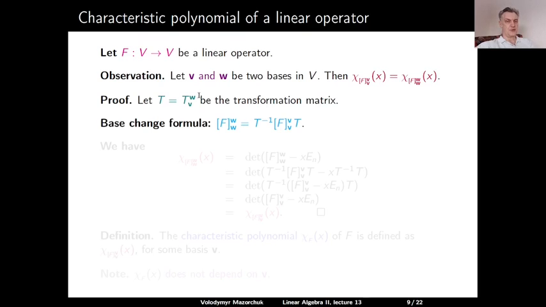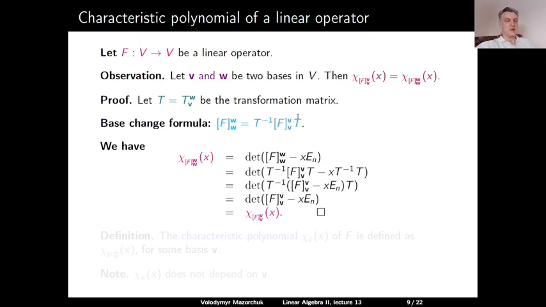Recall the base change formula. The matrix of f in W is equal to T inverse times the matrix of f in V times T. Therefore, the characteristic polynomial for the matrix of f in W is by definition equal to the determinant of the matrix of f in W minus x times the identity matrix. Now we use the base change formula to write the matrix of f in W as T inverse times the matrix of f in V, minus x times, and we write the identity matrix as T inverse T.